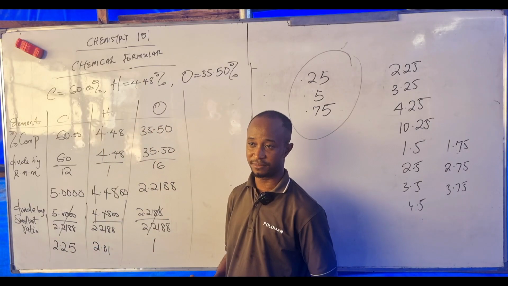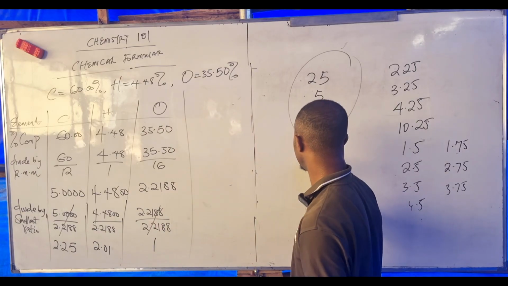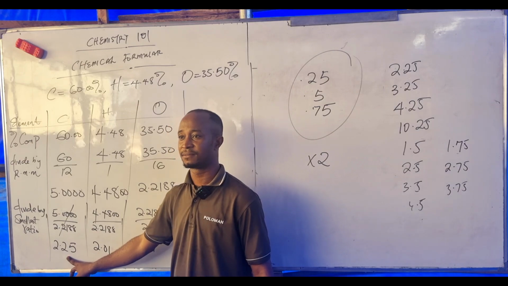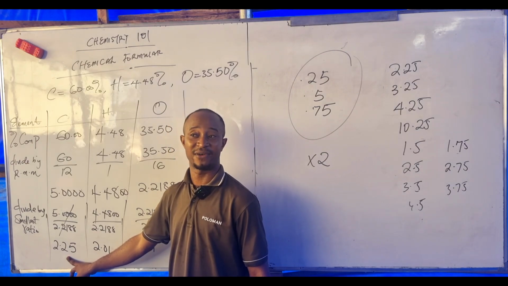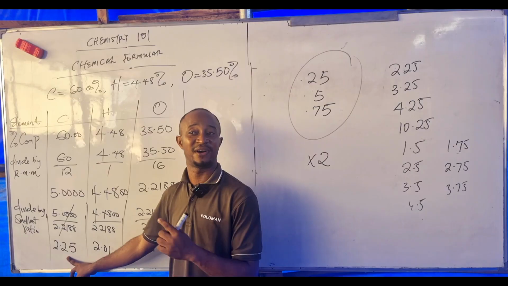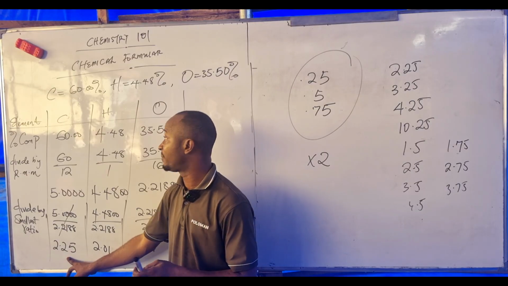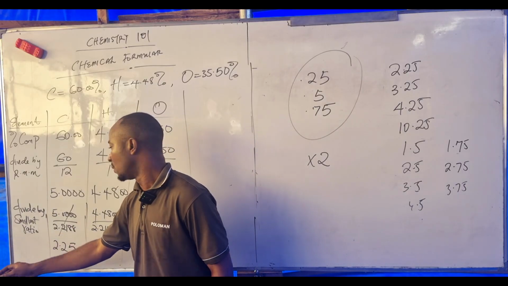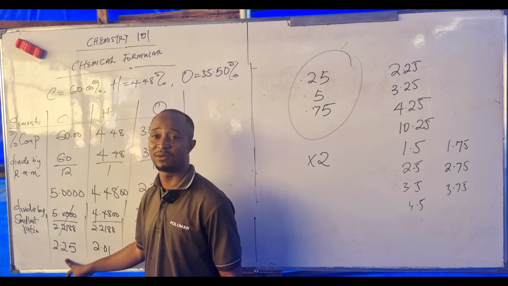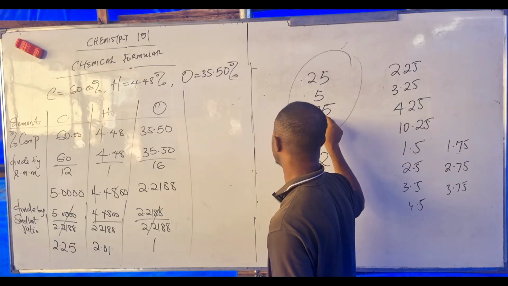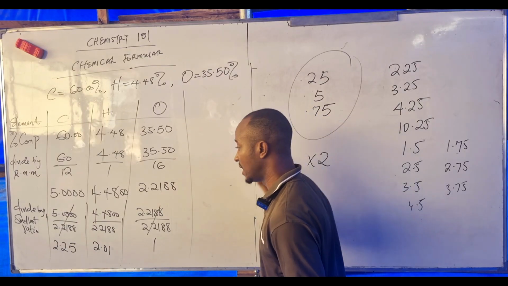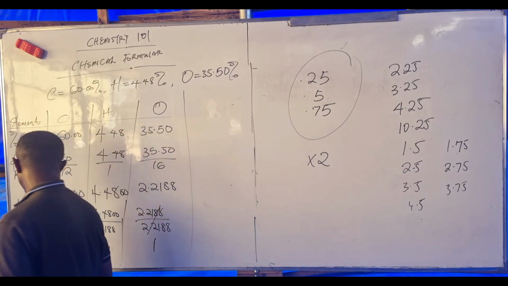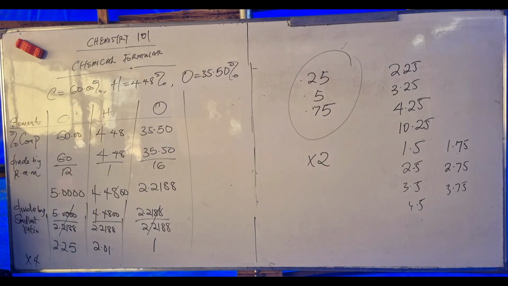I will look for a number to multiply with that will give me a whole number. I will start with times 2. Multiply 2.25 by 2, and I have 4.5. I'm still having 0.5, so will I approximate? No. So I try times 3, which gives 6.75. We still have 0.75. Will I approximate? No. So let's try 4. I think 4 will be the final factor.